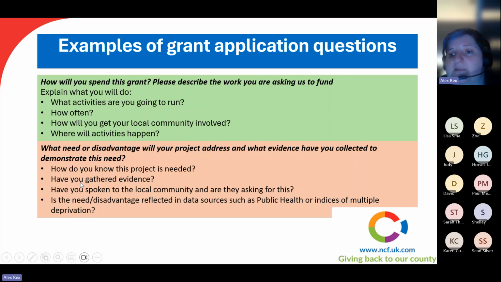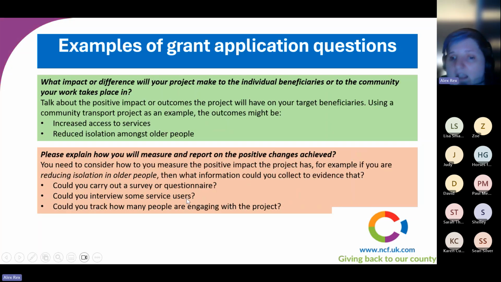Then there's normally going to be a separate question asking you about the need and disadvantage. This is where you let the grant funder know what issues you've identified, and you use the research that you've put in to describe how you know that need exists and what the issue is, using that hard and soft data to describe the need that you're going to be trying to tackle with your project. There might also be another question about how you know that the community are going to engage with your project.